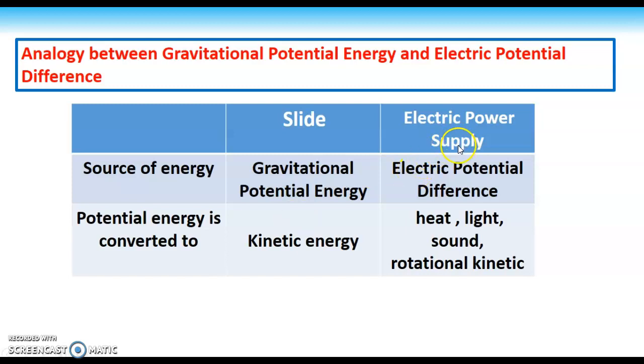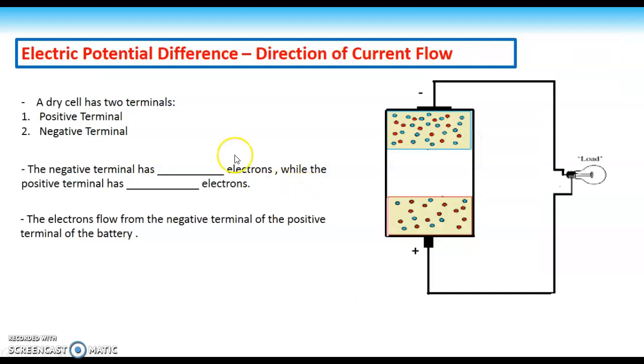However, for the electric power supply, the source of energy is the electric potential difference. So this voltage is stored in the battery, and could be converted to heat if the receiver was a resistor, or to light if it was a bulb, or to sound if we are talking about speakers, or rotational kinetic energy if the receiver of electric power is a motor, for example. So what do we mean by electric potential difference, and how does it affect the direction of current flow?